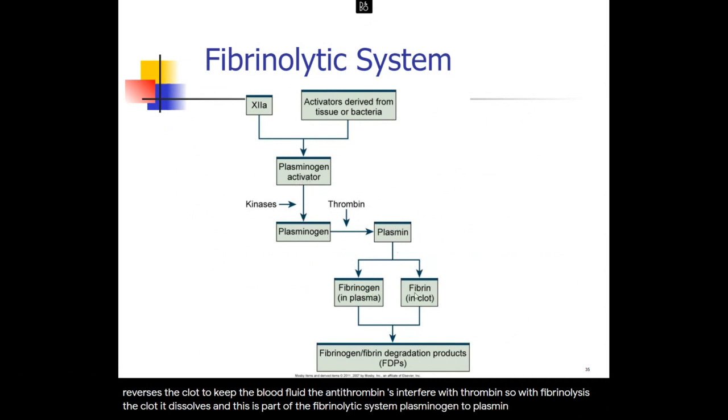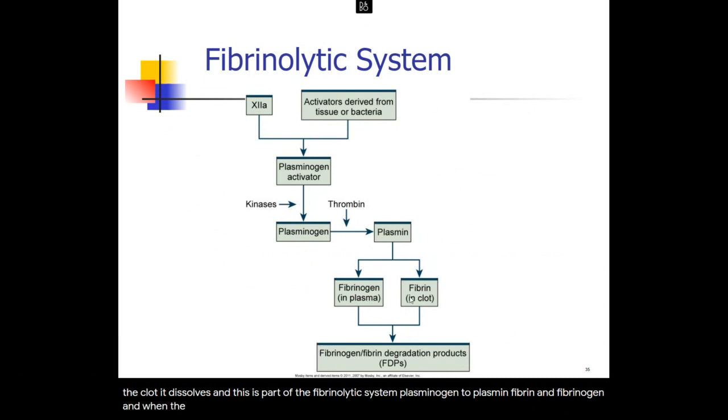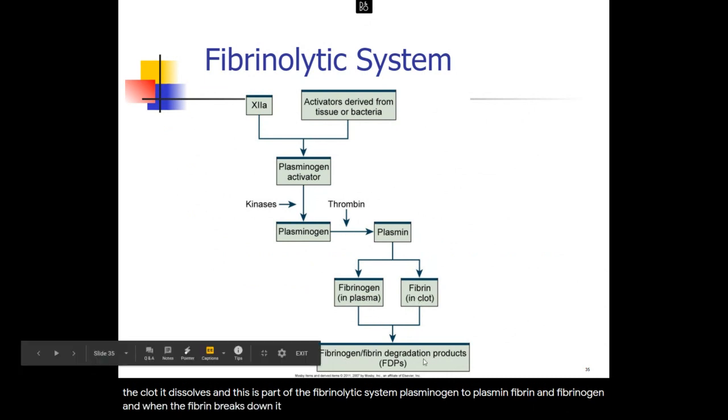Plasminogen to plasmin breaks down fibrin and fibrinogen, and when the fibrin breaks down, it leads to fibrin degradation products. This is when a patient is being checked for the D-dimer. This is what it measures. It indicates that there is a clot somewhere.